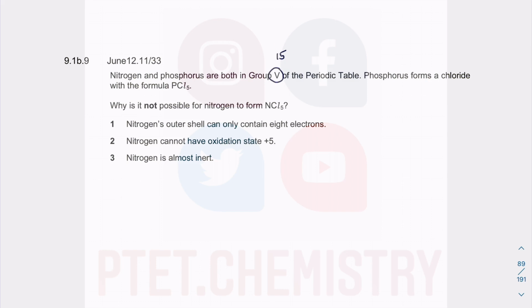Alright, so phosphorus forms a chloride. Here is PCl5, so there's phosphorus plus 5. Why is it not possible to form NCl5? Well, if you think about phosphorus, you have 1s2, 2s2, 2p6, and I'm looking at the atom, 3s2 and 3p3. When you think about nitrogen, which is above it, it's got 1s2, 2s2, and 2p3. These are of the atom.